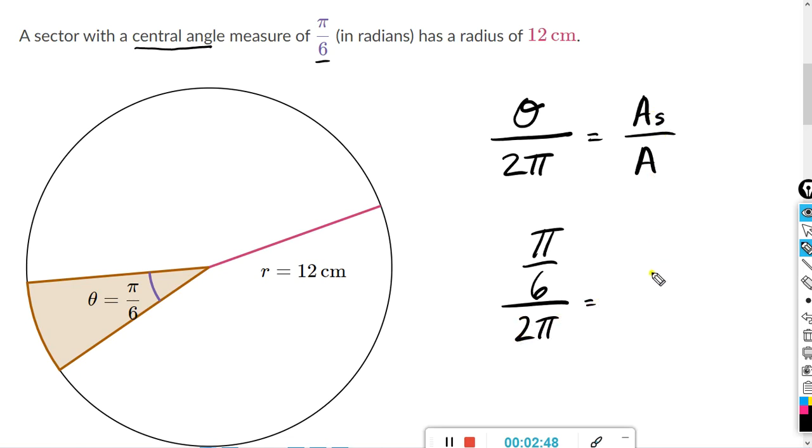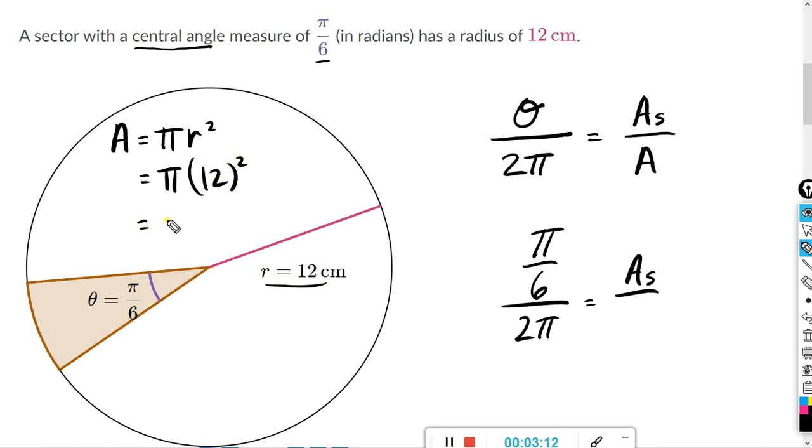The area of the sector we don't know. That's what we're looking for. And the area of the circle we can find real quick. We know that the area of a circle is pi r squared. So that's going to be pi, and the radius r is 12. So times 12 squared. Okay, 12 squared is 144, and that's times pi. So when you do the area, I suggest you leave pi as is. You leave it in terms of pi. So in place of the area, I'm going to type 144 pi.